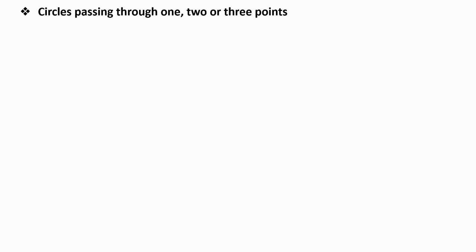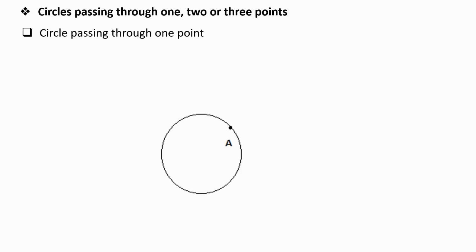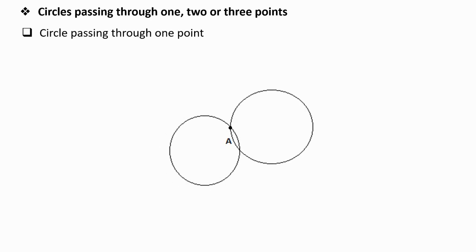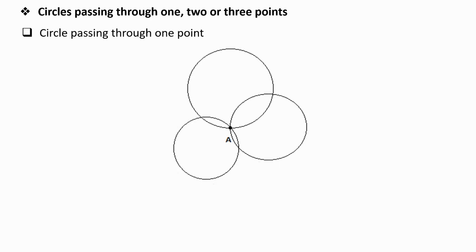Circles passing through 1, 2 or 3 points. Circle passing through 1 point. Point A. How many circles can pass through this point A? One circle can pass through point A, 2 circles or 3 circles can pass through point A. How many more circles can pass through point A? Infinite circles can pass through 1 point, particularly in this case A.